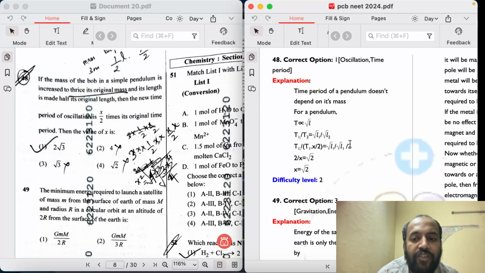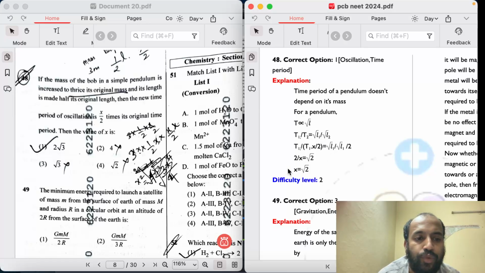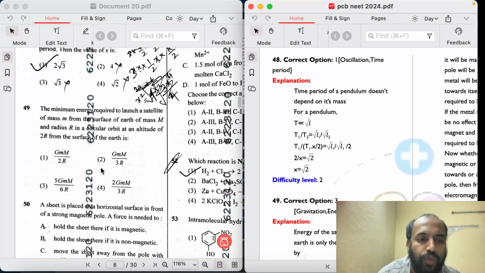And now if I take the ratio, I'm going to get 2 by x is equal to root 2, because T1 and T1 get cancelled here, L1 and L1 get cancelled here, because the length is also changing, and it's said that it's made half its original length. So this will get cancelled and the x value would be root 2. So the correct option for this would be option number 4, that's root 2.